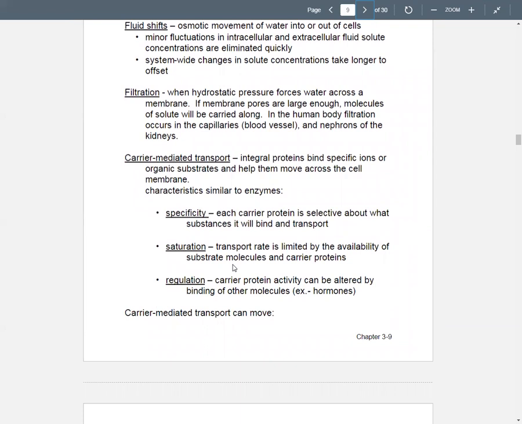All right, so what are fluid shifts? Well, because we're talking about water, it's osmotic movement in or out of the cells. Again, we want to maintain homeostasis, so even with minor changes in the intracellular and extracellular fluid solute concentrations, those fluctuations get eliminated quickly. But if you have system-wide changes in your body in solute concentration, that's obviously going to take more time to fix.